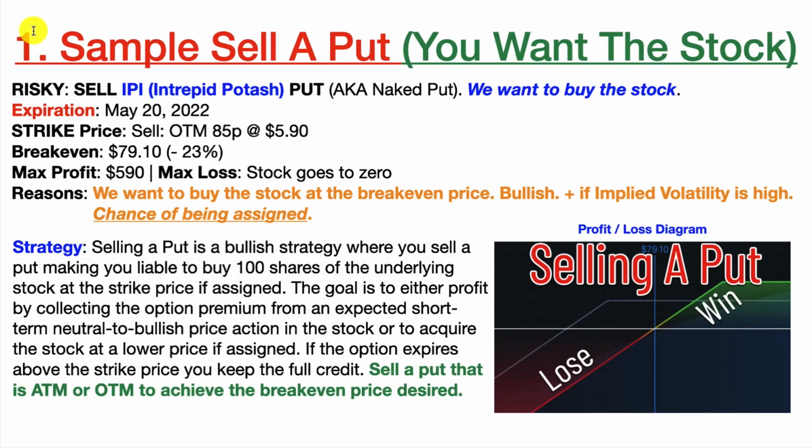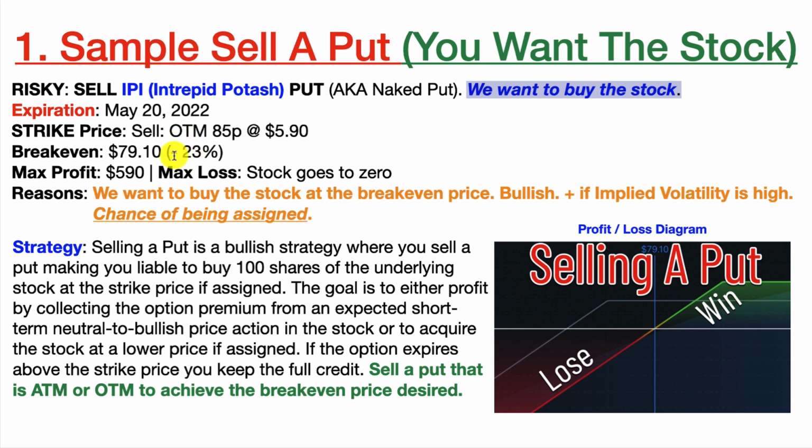Our first example is we want to sell a put and we want to buy the stock. So this is risky. That's because all options are risky, and we're going to sell the IPI, which is Intrepid Potash put, and this is also known as a naked put. And I want to restate, we want to buy the stock with this example. Our expiration date is going to be May 20th of 2022. Our strike price, we're going to sell the out of the money $85 put at $5.90, and that's $590 because one option contract is for 100 shares, and I'm going to show you this on the charts in just a minute.